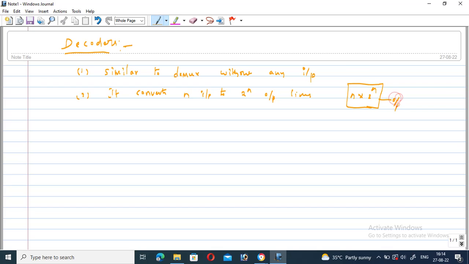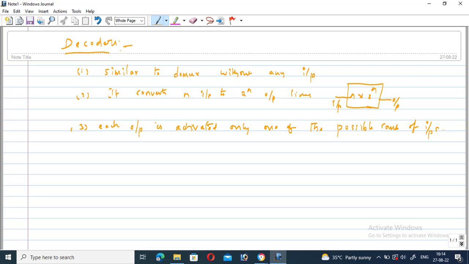These are the output side. This is nothing but input side. And each output is activated only for one of the possible combinations of the inputs.